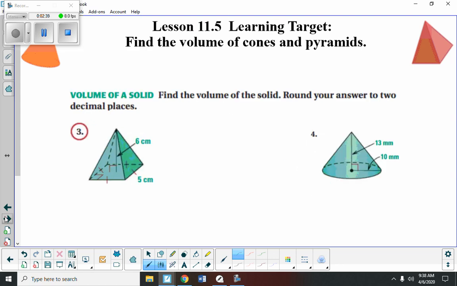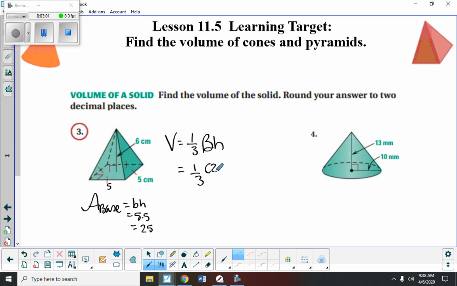All right, here's another one. Again, we have a pyramid. The volume is 1/3 area of the base times the height. Now, area of the base. You have to determine what shape it is. Oh, we have a square. So that would be base times height, which is 5 times 5. So the base's area is 25. And the perpendicular height from the base to the tippy top is 6. Which gives us 50.